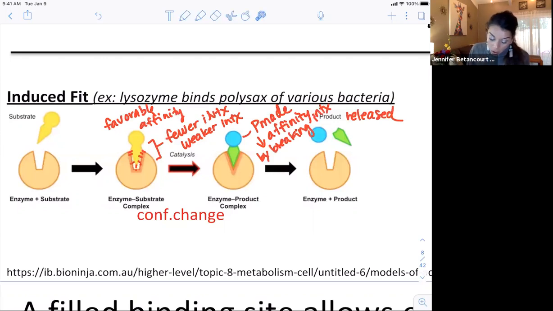Okay. And so one example of an induced fit molecule is a lysozyme. So the lysozyme would be the enzyme. It binds polysaccharides, not one specific polysaccharide, but a group of polysaccharides. And it can bind the polysaccharides of various bacteria. And so this is a way for us to get rid of bacterial pathogens. We're like, well, that's a weird sugar. We don't make that. Okay, let's degrade that. All right, cool. So that is an example of an induced fit.